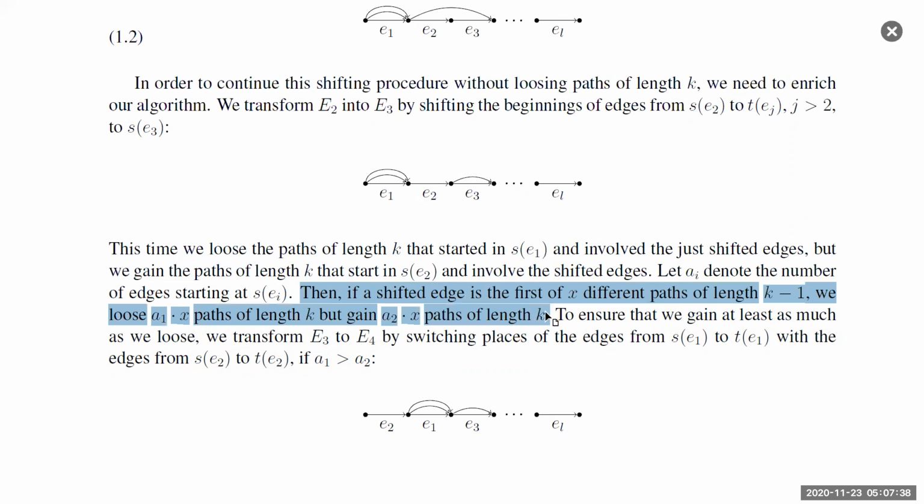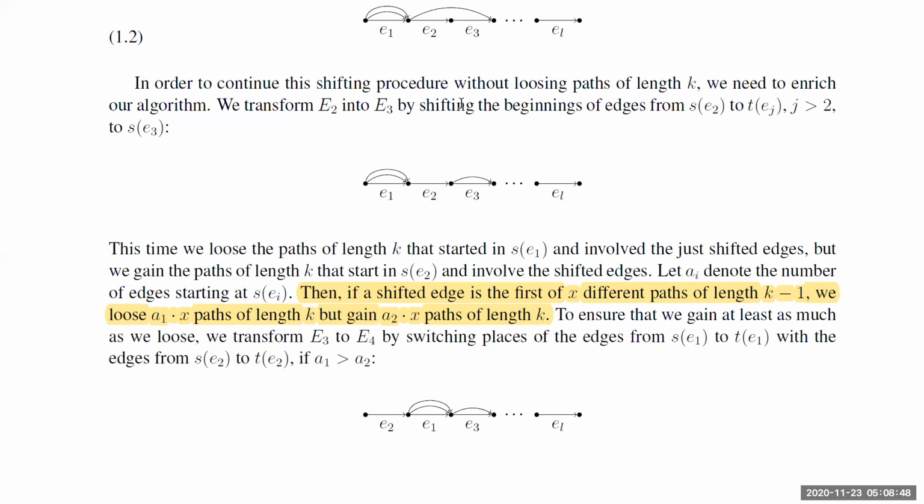And it's good to have this mental picture in mind when you read the subsequent sentences, right? So we introduce this notation for x, and look, if a shifted edge is the first edge of x different paths of length k minus 1, then we lose A1 times x many paths of length k, right? But we gain A2 times x paths of length k. That's clear because when we take, if you want, all paths of length k containing the shifted edge as the second edge, well, then we have one preceding edge, and then we are looking at all paths of length k minus 1 that start with our shifted edge. And this number is unchanged when we make our move. What is changed is the number of edges that can precede our chosen shifted edge.